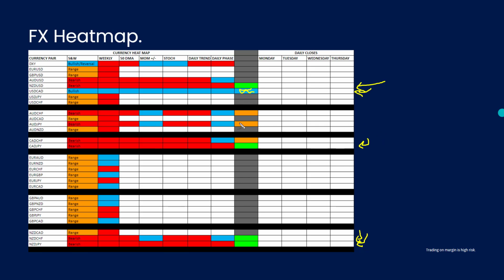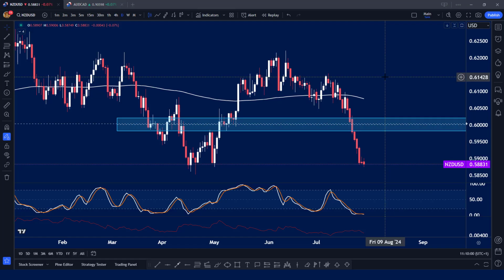But yeah, there's some of the markets as well which are fairly neutral right now. Aussie Swiss, Aussie CAD and things like that. But that's something I'll take a look at going into some currency pairs to watch. So let's kick it off with New Zealand US dollar.